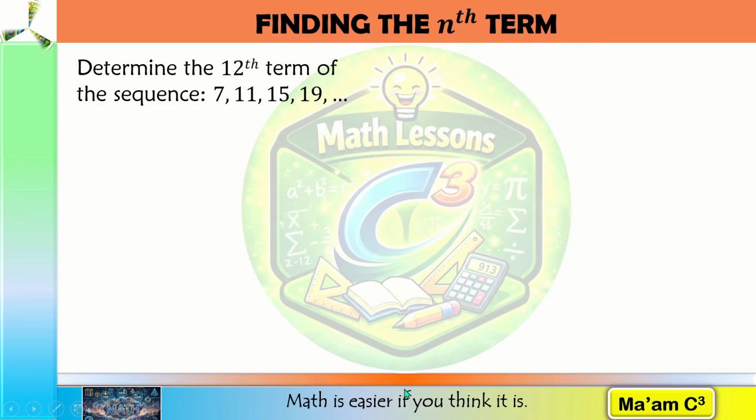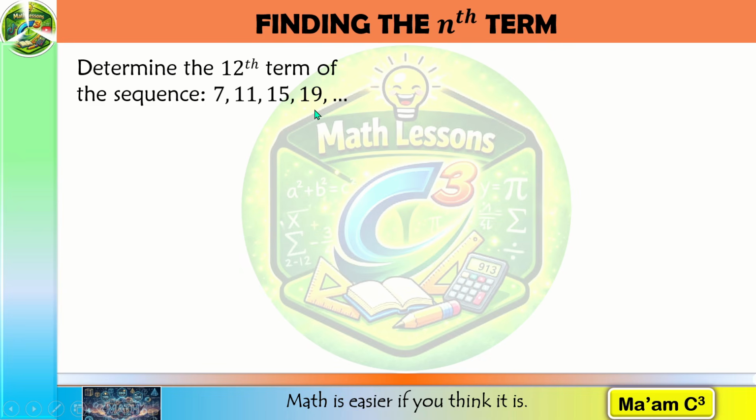Determine the 12th term of the sequence 7, 11, 15, 19. First, let us determine if this is an arithmetic sequence. Remember, there should be a common difference. From 7 to 11, that would be 4. From 11 to 15, that would be 4. From 15 to 19, that would be 4. So the common difference is 4.